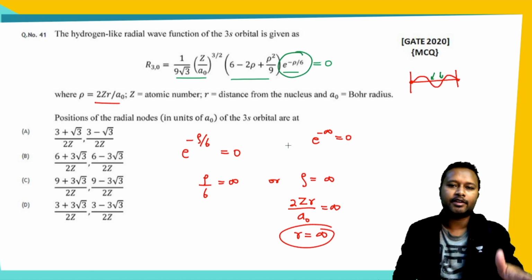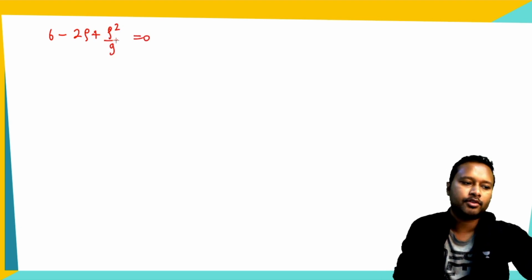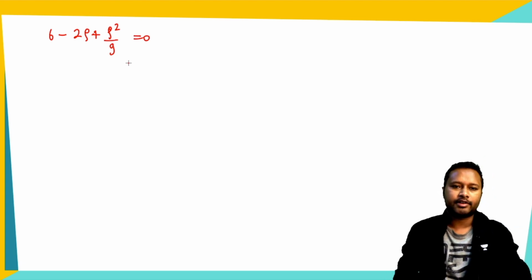Alright, so for this I'll use the other slide. I have this particular part as 6 minus 2 rho plus rho square upon 9, right? So plus rho square upon 9, and I have to take this equal to 0. Now this is a quadratic equation basically. Quadratic equations can be solved. I just have to take LCM over here. So this is going to become 54 minus 18 rho plus rho square equal to 0.